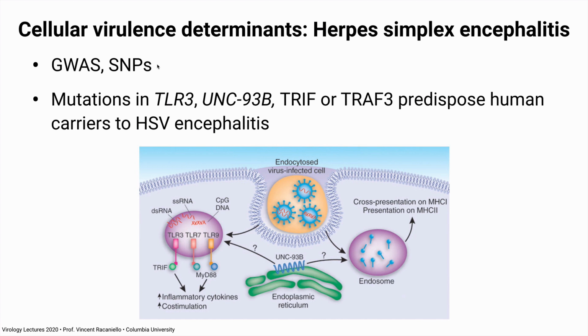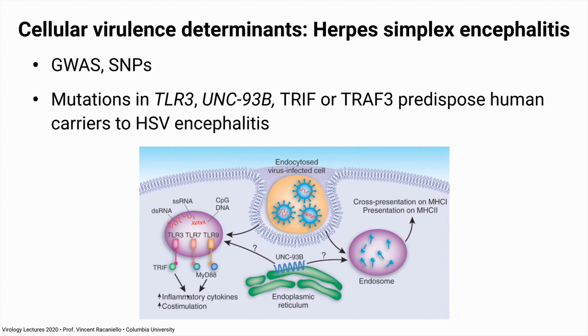And for herpes simplex encephalitis, a number of genes have been implicated, but here are just 4: mutations in TLR3, UNC93B, TRIF or TRAF predispose human carriers to herpes simplex encephalitis. So by sequencing the genomes of people with this condition, you can find mutations in the genes encoding these proteins that you can then introduce into cell culture and actually prove that they have a role in infection. And TLR3, of course, is a sensor of virus infection, and it sends signals through this protein TRIF, and then downstream of TRIF is another protein, TRAF3.